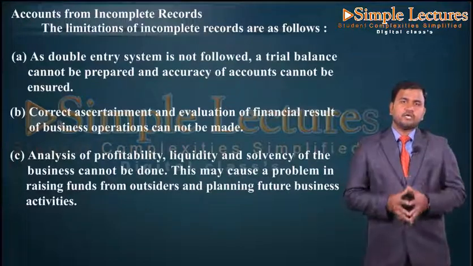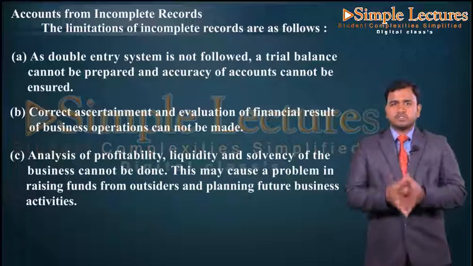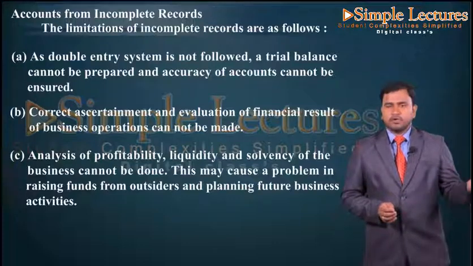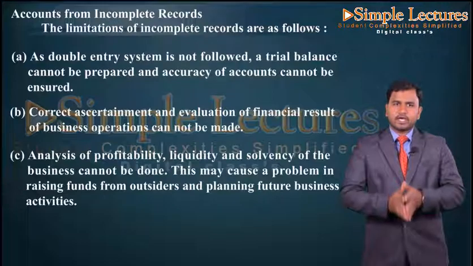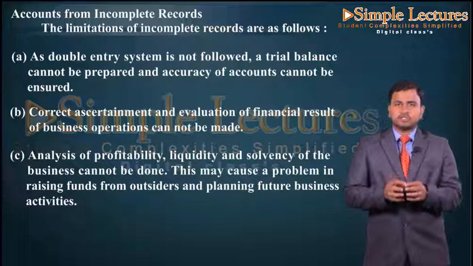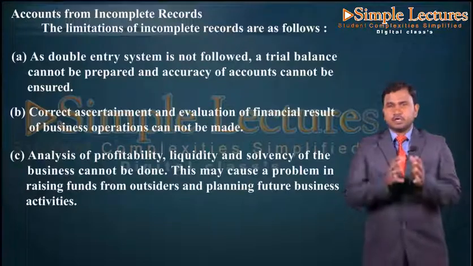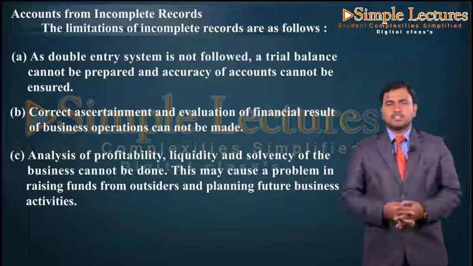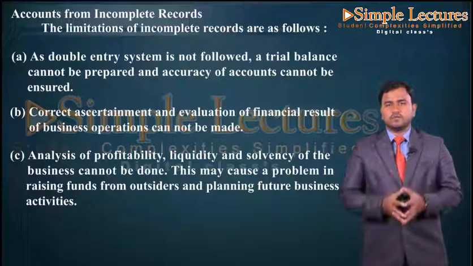Then we have liquidity. Liquidity is what debts we have in the business and how soon we can clear them. What is the liquidity ratio of the business, what assets we have, and how fast we can convert the assets into cash so that we can clear the liability. And solvency. Solvency is what debts we have, and whether we are in a position to clear those debts or not. These things cannot be ascertained when we are following incomplete records. When we cannot ascertain these three things, it is very difficult to raise funds from the public or from outsiders.